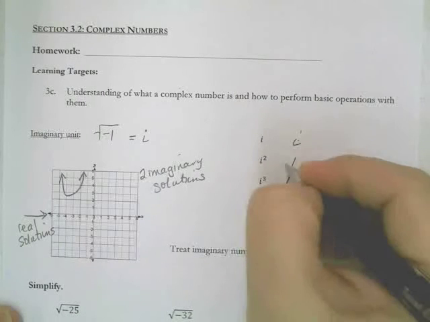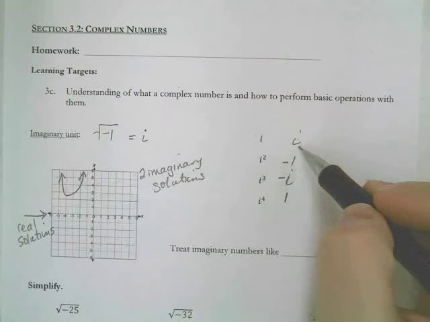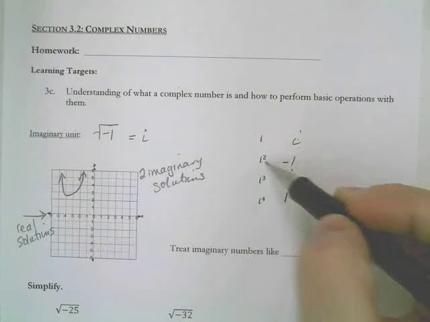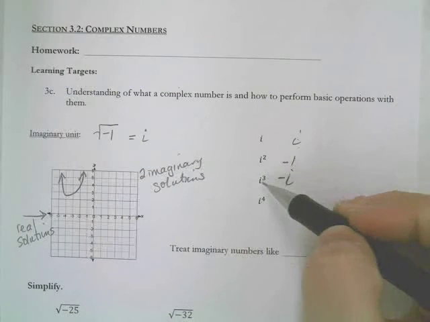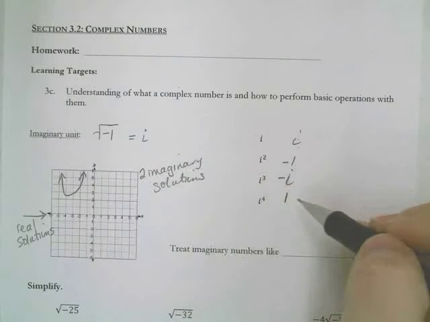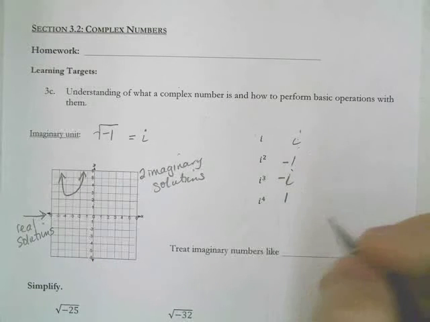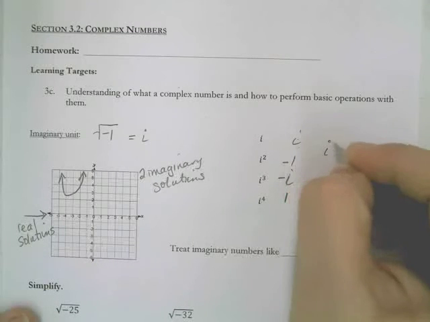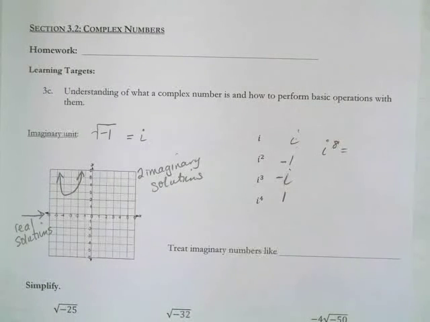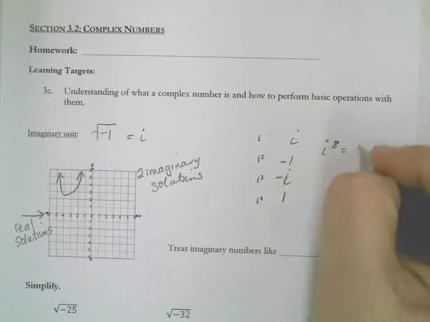The two middle ones are negatives. So i squared is equal to -1, i to the third is equal to -i, and i to the fourth is equal to 1. If you're given a problem that says something like i to the 8th, you can't have any exponents, so you have to count. 1, 2, 3, 4, 5, 6, 7, 8. So i to the 8th is actually equal to 1.